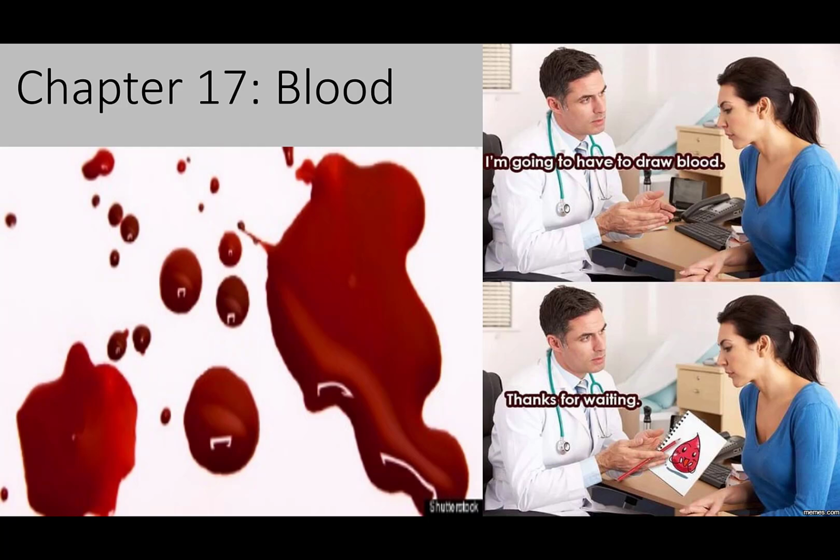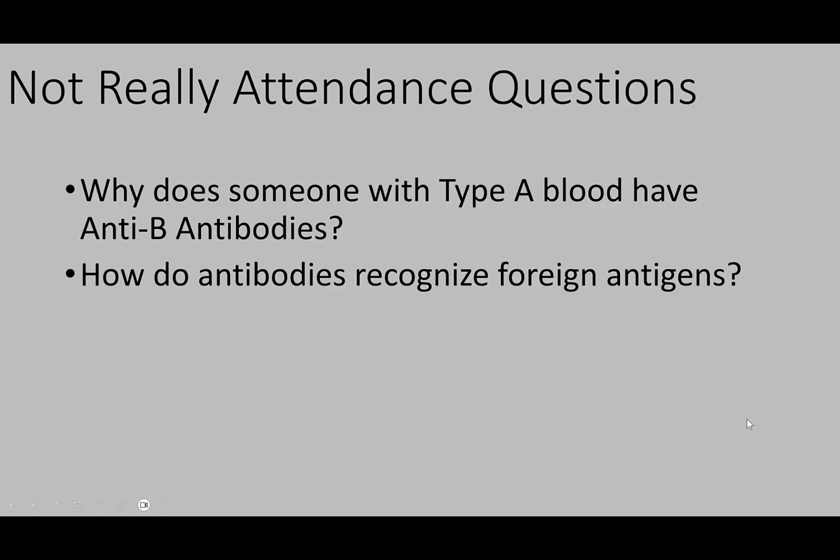So as always, let's go ahead and start with our not really attendance questions. First, why does someone with type A blood have anti-B antibodies? And second, how do antibodies recognize foreign antigens? Go ahead and try to answer those. All right, hopefully you've done that, so let's see what the correct answers are.